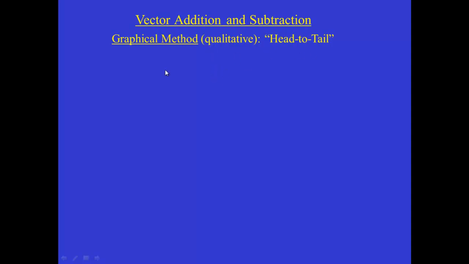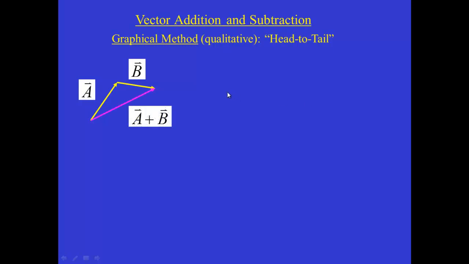So the so-called head-to-tail method is how we add two vectors. We take a vector A, and we take the tail of B and put it at the head of A. So A, let's say, is a displacement in the direction indicated by the arrow. B is a displacement in this direction, and then A plus B is obtained by starting from the tail of the first vector and going all the way to the head of the second vector. So it's head-to-tail addition, and that means it's A plus B. It's the resultant vector when vector A and vector B are added together.